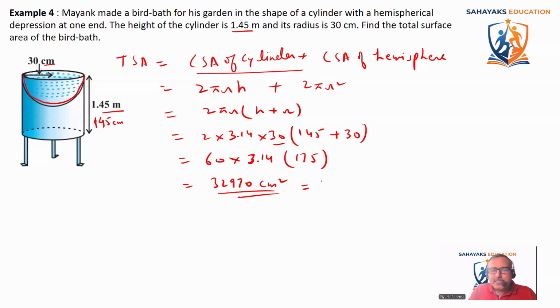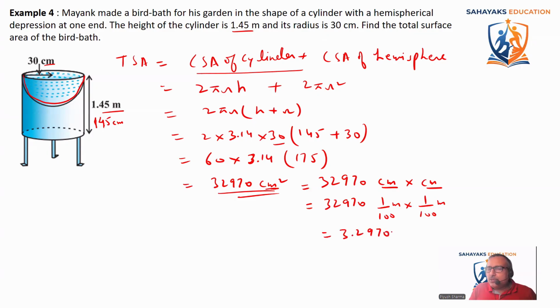Okay, and if we have to convert it into meter square, what are we going to do? Let me make you understand this. It is written as 32970 centimeter multiplied by centimeter. There are 2 centimeters, right? So for every centimeter, we need to convert it into meter. So I can write centimeter as 1 by 100 meter into 1 by 100 meter. So this comes out to be 3.2970, or 3.297 meter square.